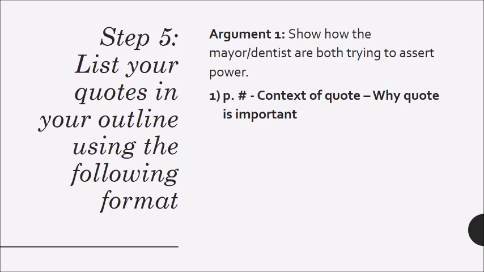Once you have your quotes, for the most part, gathered up in one place, you can begin to organize them into your actual outline. And the format you're going to use is you're going to list your quotes underneath the given argument that each quote is going to be proving by giving first the page number in the text where it appears, then putting a dash and writing a brief half sentence to sentence long context of the quote, literally what is happening in the story at the time of this quote. Then you're going to give another dash, and then you're going to say, why is this quote important? How does this quote help to prove this particular argument?